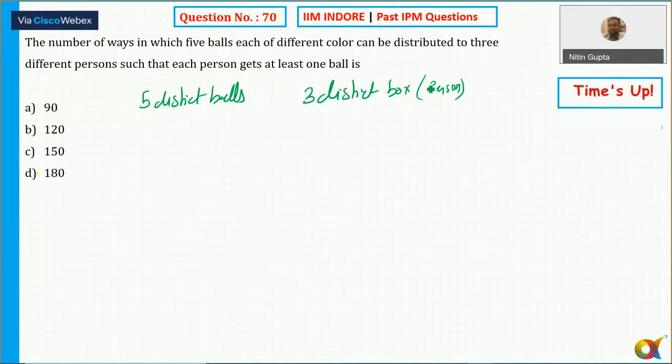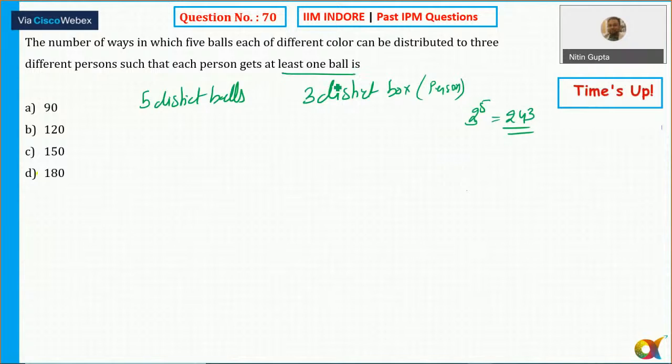If there is no restriction, what is the answer? That is going to be equal to 3 raised to power 5. Yes or no? Which is 243. So 5 distinct balls, 3 boxes, there is a total of 3 raised to power 5, 243 ways. First ball, it can go to any of the 3 persons in 3 ways. Second ball can go to any of the 3 persons in 3 ways. Third ball, it can go to any of the 3 persons in 3 ways, and so on. So 3 raised to power 5, 243. But each person gets at least one ball.